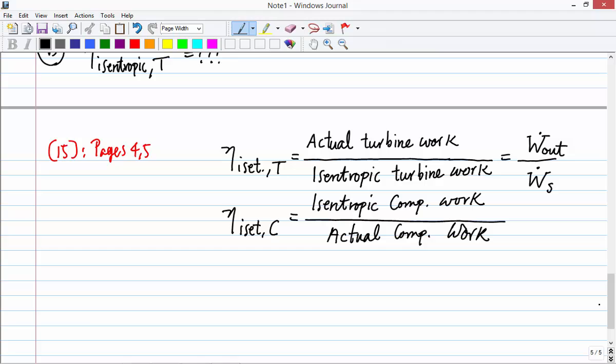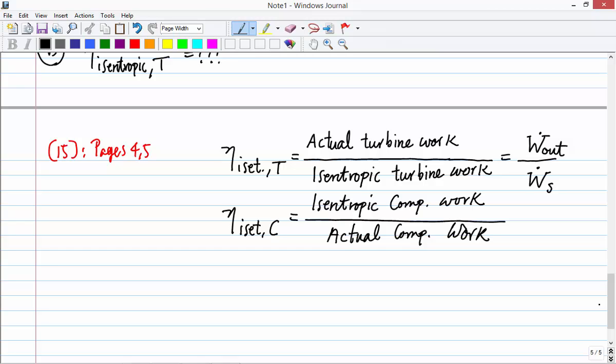Okay, so that's why we define them reversely for turbine and compressor. Because the turbine gives us work, and in an ideal world the isentropic work would be higher, so it should be in the denominator. But for a compressor, we give work to the compressor.